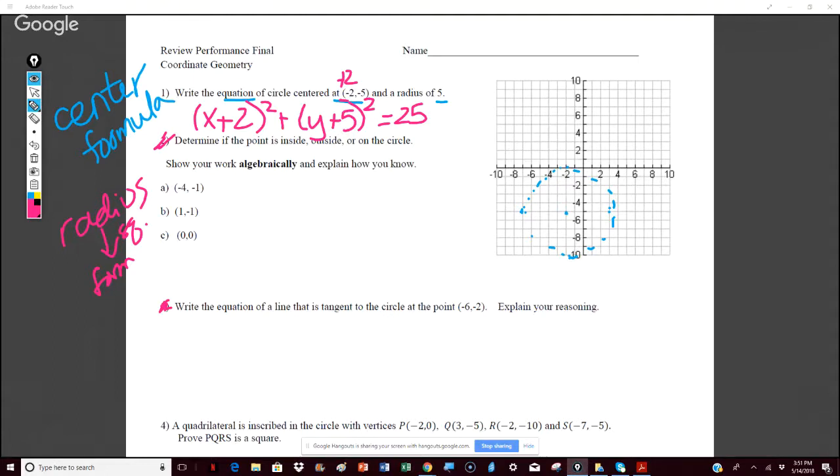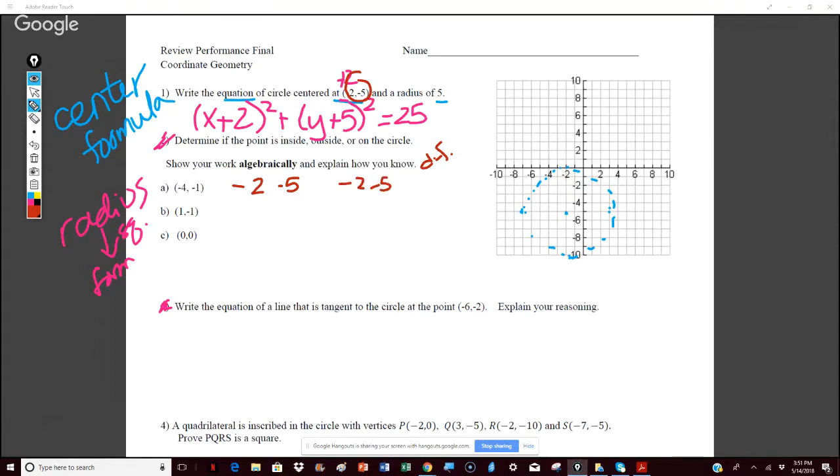Now it wants to know, determine if the point is inside, outside, or on the circle. When you do this, you're going to use the distance formula. Now, I'm going to use the earache hack on this because that's way easier for me. The earache hack is you put 1 point. You're always going to have the center on top. So we're going to put the center. Well, you don't have to have the center on top, but I just like doing it that way.